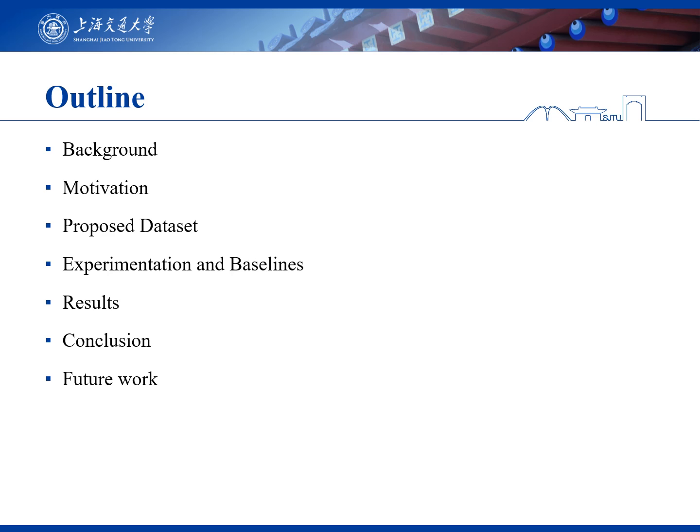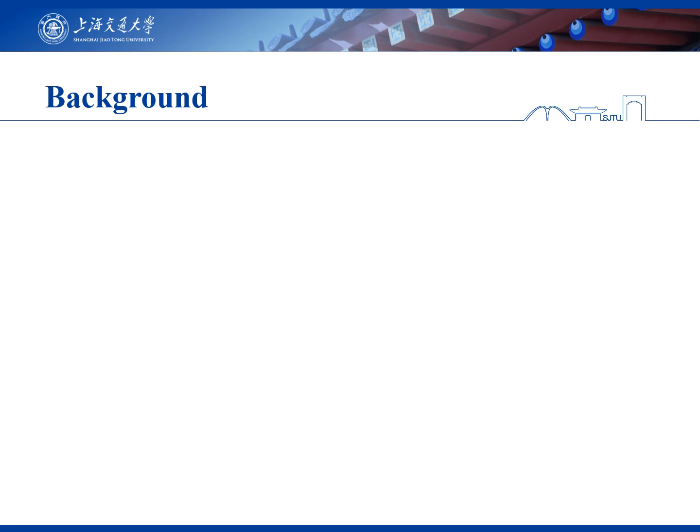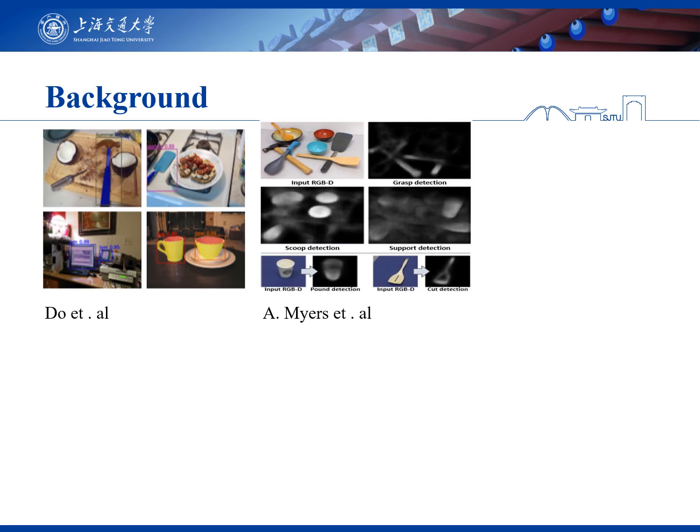The psychologist Gibson coined the term affordance to define the possible interactions between an actor and its environment. In computer vision, the affordance concept has been used in different directions, targeting different tasks. Du et al. and Mears et al. used deep convolutional neural networks to estimate the part affordances of kitchen and other daily use objects.